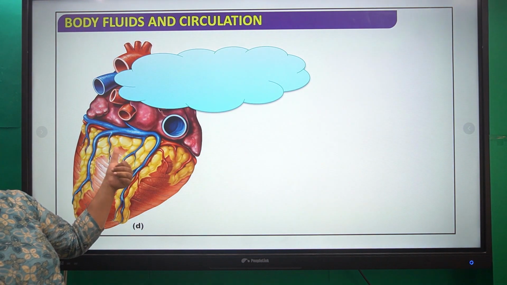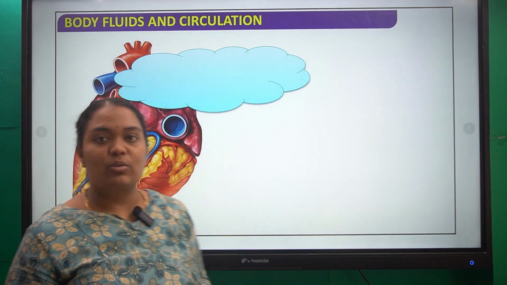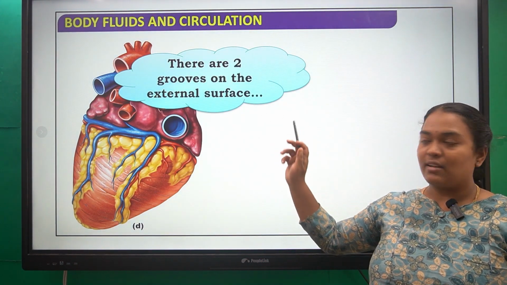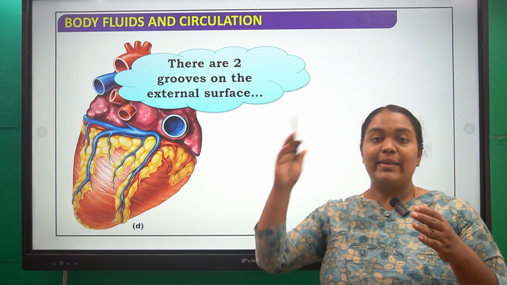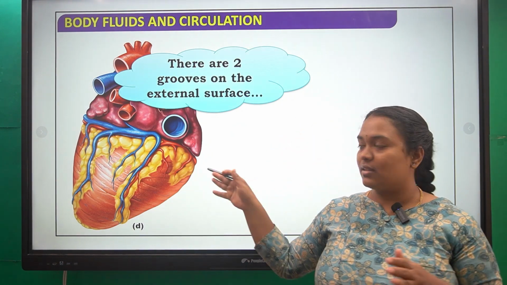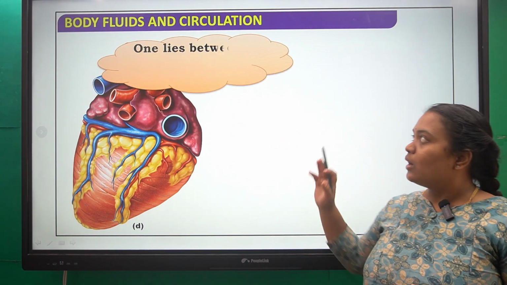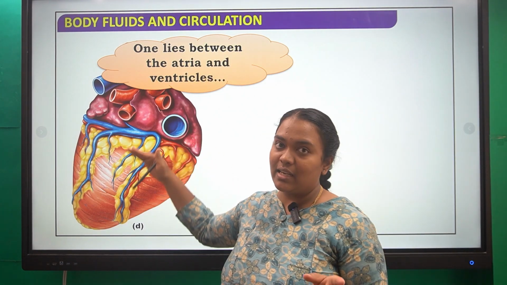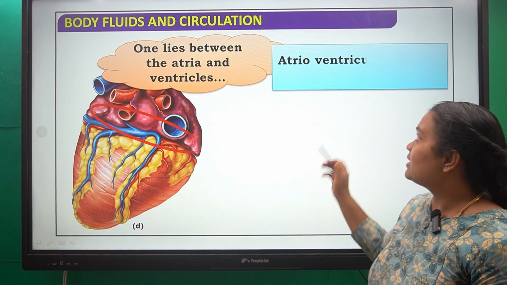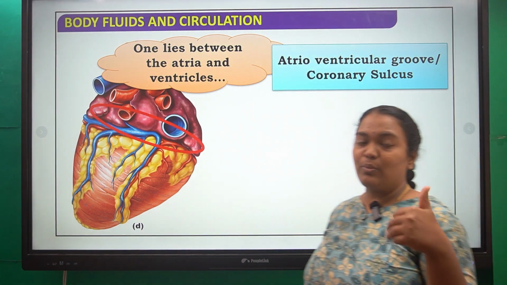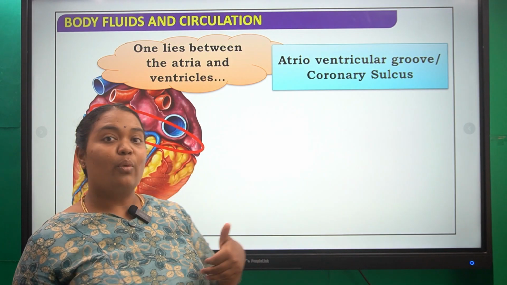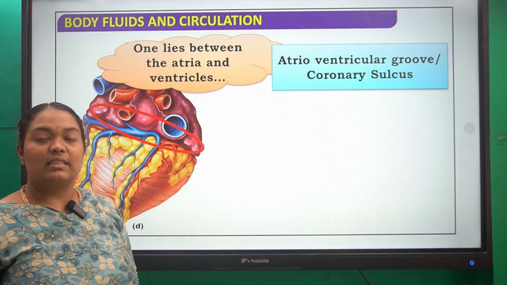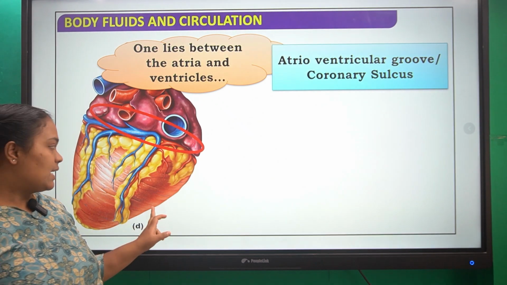And this is the coronary artery, which is supplying blood to the heart, and the coronary veins. There are two grooves on the external surface. As you can see, there are two depressions. Grooves means depressions on the heart, and one lies between the atria and the ventricle. As it is present between the atria and ventricle, it is called the atrioventricular groove or coronary sulcus. As it is related to the heart, it is called coronary sulcus.